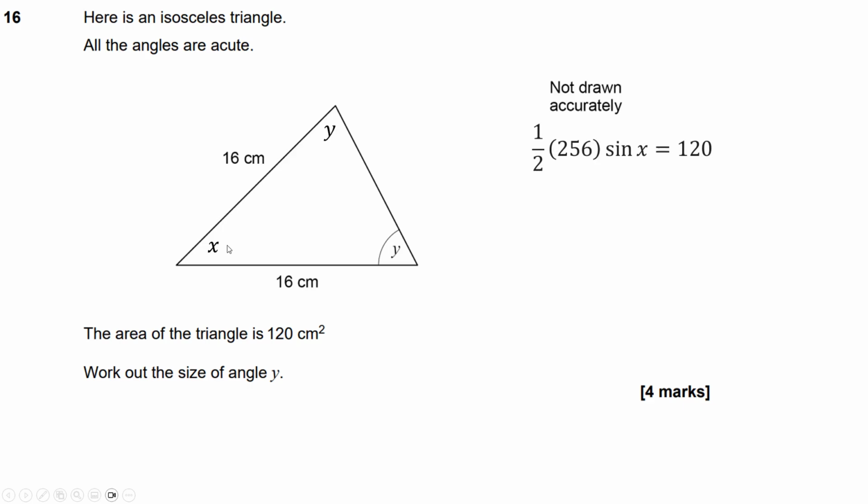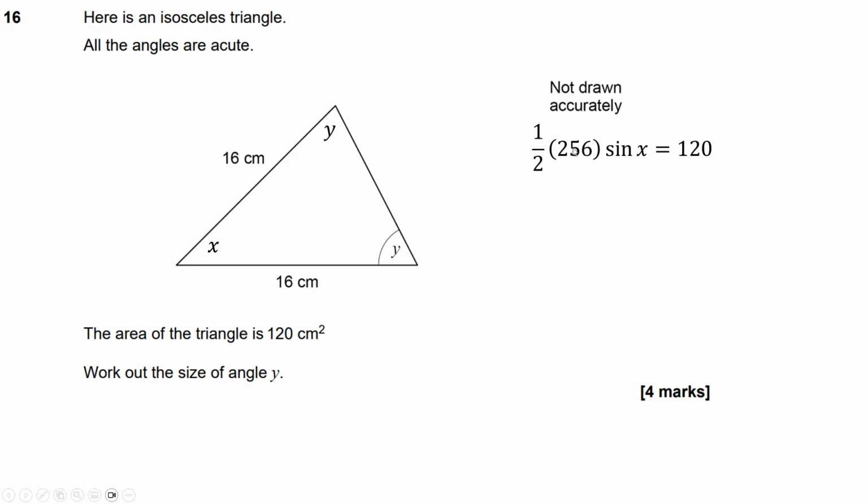You can do this a different way, and the way I did it originally was using half ab sine C. You could work out the perpendicular height if you wanted to, but I didn't bother. So half ab sine C, so this times a half times the sine of this angle. Or instead of x, you could do 180 minus y, so sine of 180 minus y, and then solve it that way. It's a little bit more complicated that way, but not too much more difficult.